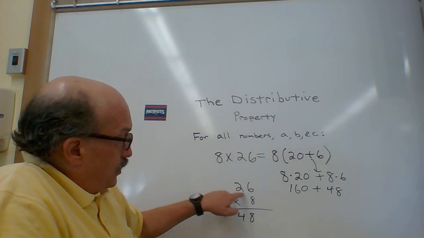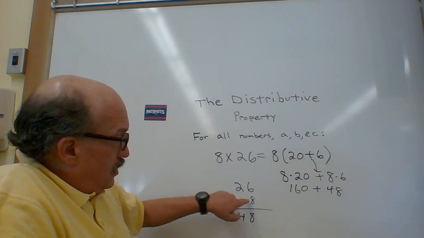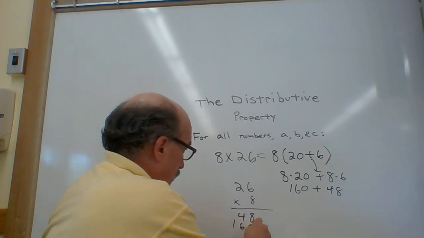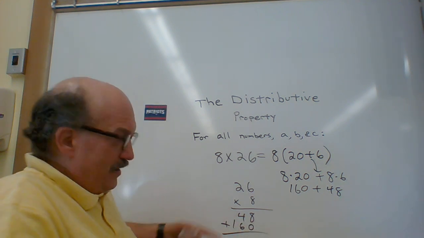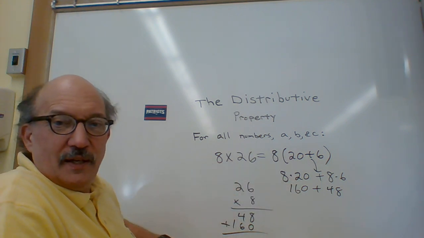And now when we do 8 times 2, that's really not a 2, is it? It's a 20. So now we have to do 8 times 20, which is 160. And then we add them together. And of course, this is identical to what's over here, except it's vertical instead of horizontal.